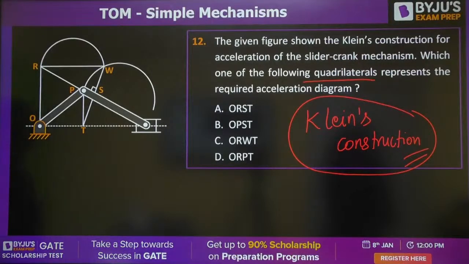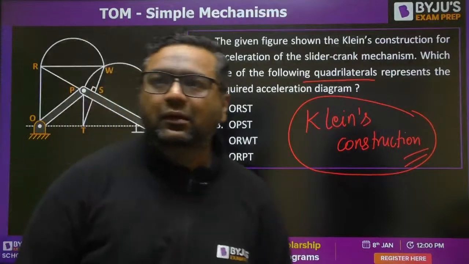Sujit says B, Teju says D. Okay, let us see then. They are asking which quadrilateral represents acceleration. Now Teju says C, Manas says C.